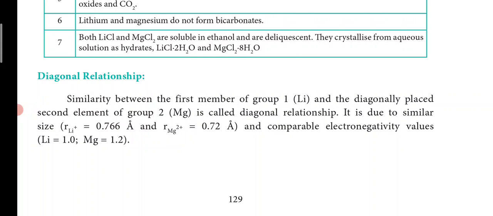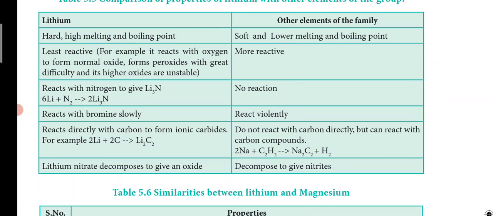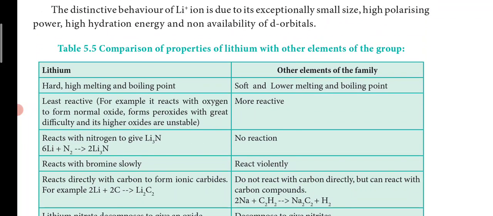So same size பார்த்தீங்கன்னா it is around 0.7, 0.7 தான் ரெண்டு பேருக்கும். And electronegativity-யும் வந்து comparatively lithium is 1.0, magnesium is 1.2. So lithium-க்கும் magnesium-க்கும் periodic table lithium வந்து group 1ல இருக்கிற element, group 2ல இருக்க magnesium-ஓட property similar-ஆ exhibit பண்ணுது. That property we call it as a diagonal relationship, that is because of the size and electronegativity. Same way lithium is behaving different from the other elements, the comparison is given.